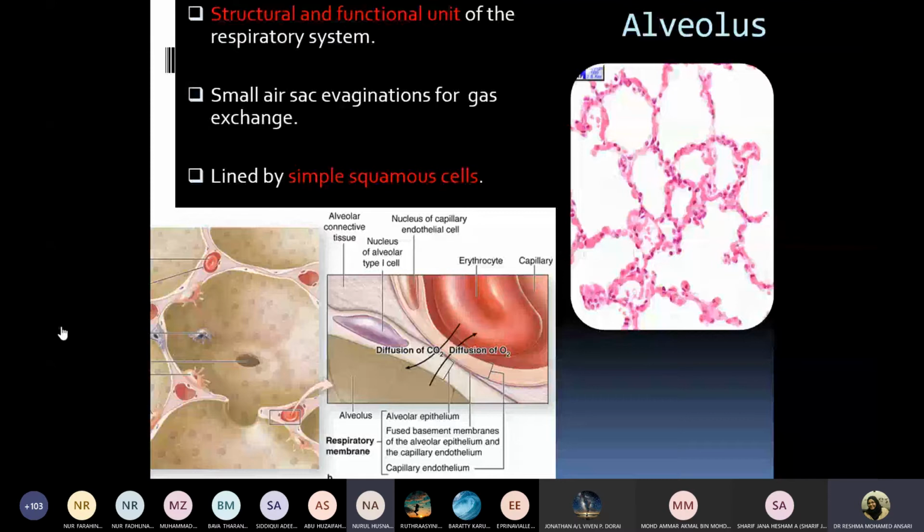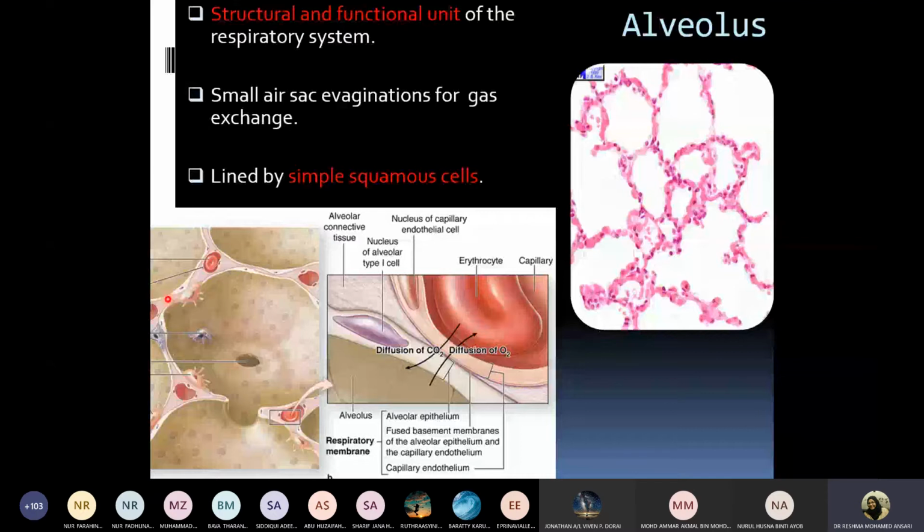Respiratory bronchioles are lined by two epithelia, is it? Simple cuboidal and simple squamous. Respiratory bronchiole is usually simple cuboidal, but actually it can be either. In certain areas it is simple cuboidal, in certain areas it can become simple squamous. It depends on the wall. I will just show you the image now.